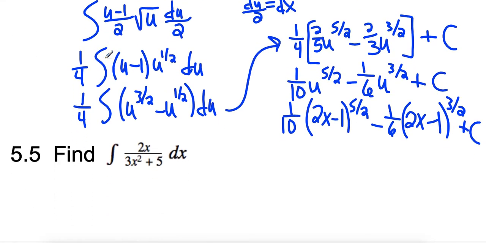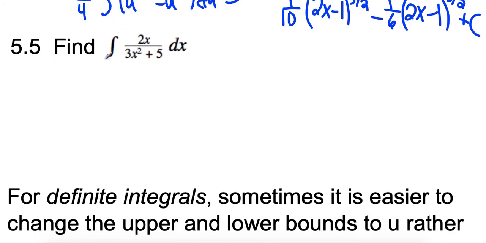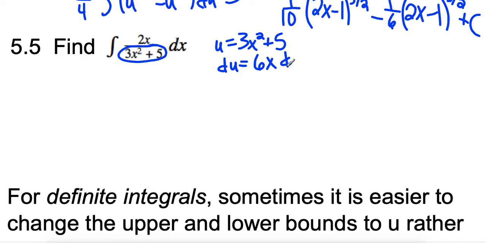So let's try another one like that. For this problem, we probably want our u to be, I'm going to guess down here. Let's set that as our u. So 3x squared plus 5, which makes our du 6x dx.